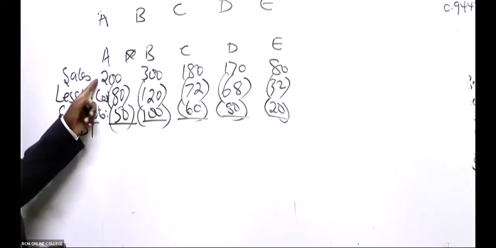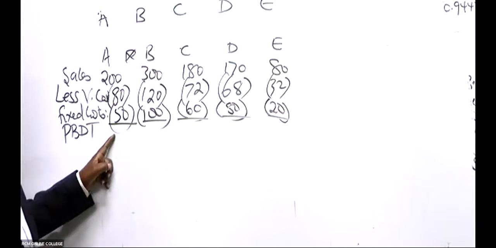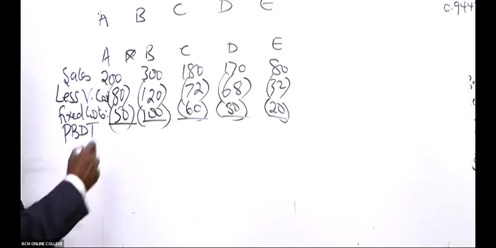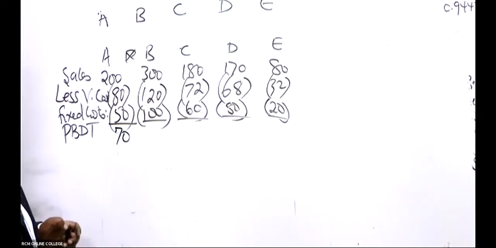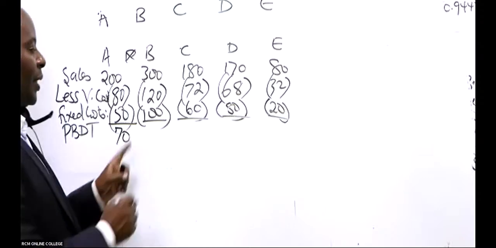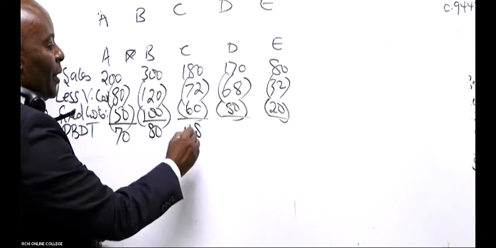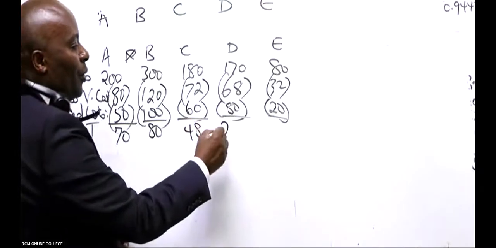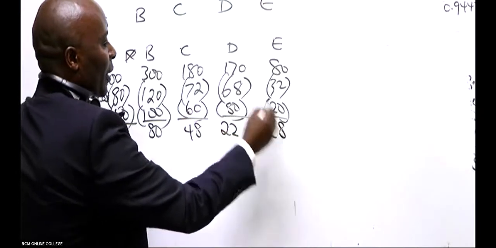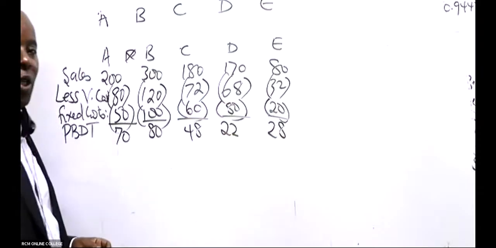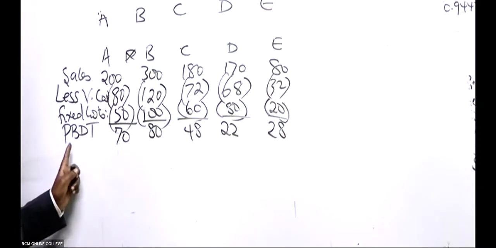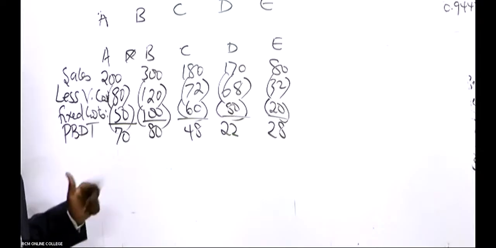So the first one will be 200 minus 80 minus 50, isn't it? 70. So the first one here is 70. This is 80, 48, 22, 28, 28.